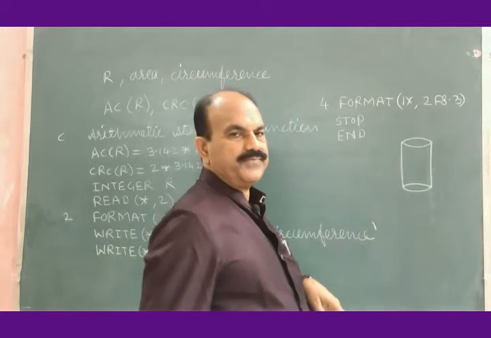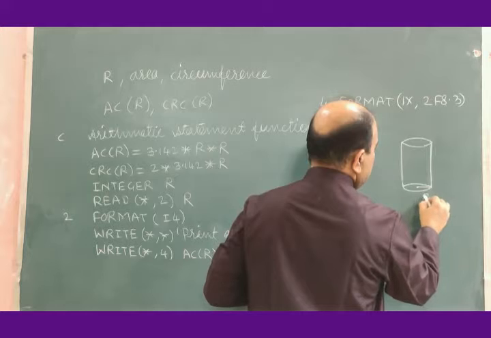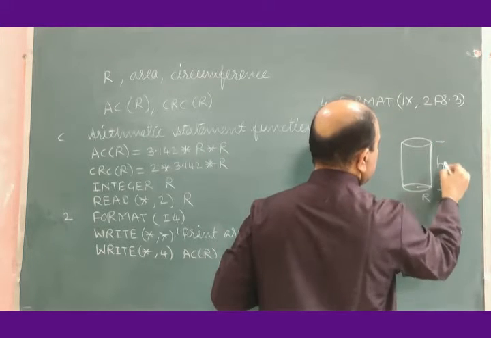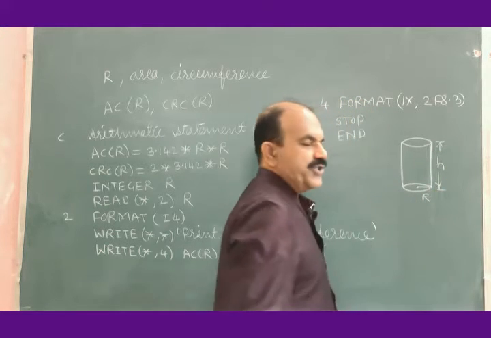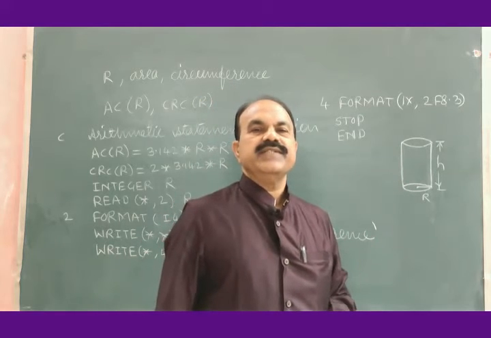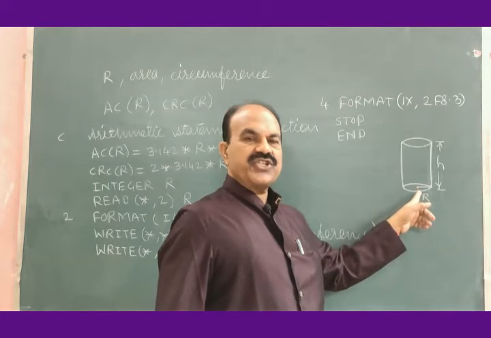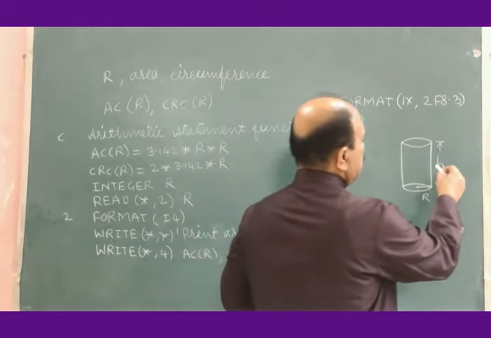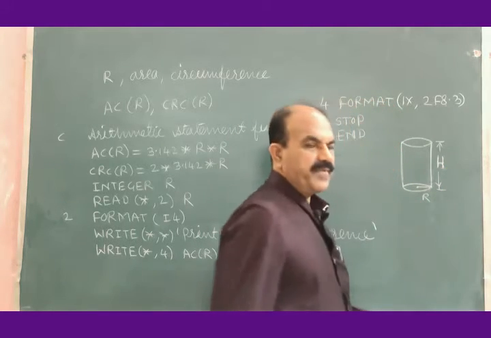This is a cylinder. Radius r, height h. We are given this cylinder. Radius of cross section is capital R and the height is capital H.